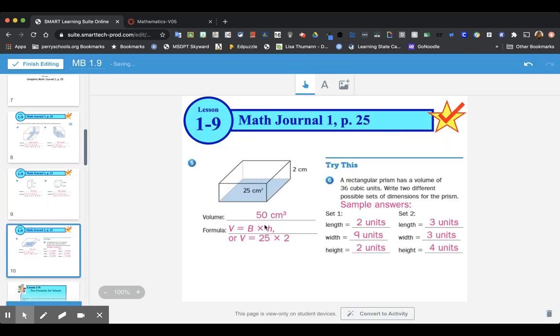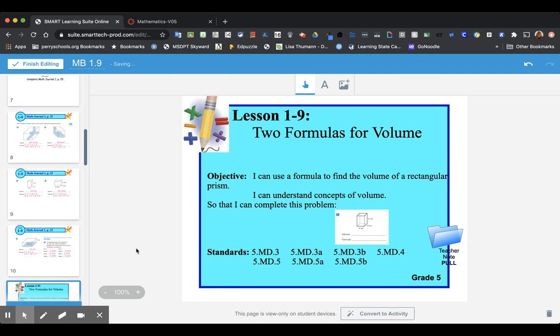Again, like I said, number 5 should have been 50 centimeters cubed. Again, you had capital B times H. And some sample answers for number 6: you could have had 2 times 9 times 2 because you want to get to 36. We know 2 times 9 is 18, times 2. And you could have also done 3 times 3 times 4. Maybe you had something different because, again, these are sample answers. No matter what, the 3 numbers multiplied together need to equal 36.